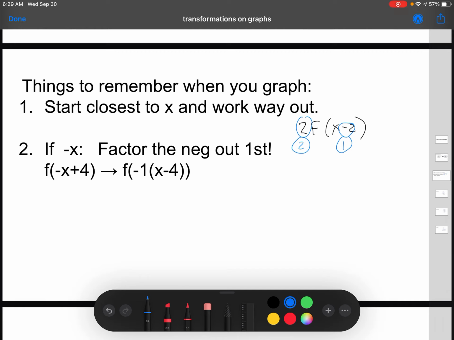And the second thing is, if you have a negative x, so if we have something like -x plus 4 in here, before we can graph, factor out the -1 first. So it would turn into -1 parentheses x minus 4, right? I took out the negative from both the x and the 4, leaving me with a positive x and a -4, right? That means this is going to be the reflection, and then it's going to go right 4. So watch out for those ones.